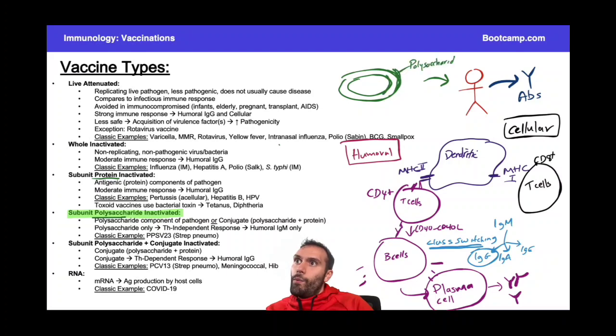When I say polysaccharide, what I'm basically saying is that the capsule around the bacteria is made up of carbohydrates. It's not made up of proteins. Remember, proteins are peptides. Polysaccharides are carbohydrates. Okay, these are different substances, different macromolecules.